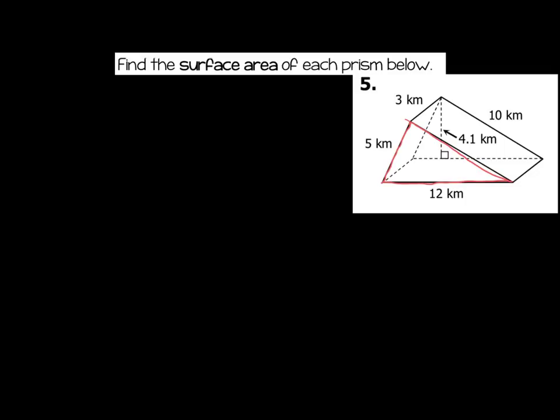Okay, so now we're going backwards to number 5. And what do I see? A triangular prism. Why triangular prism? Because it has a base that's a triangle. And there's one back here and one right here. They're parallel. So we have this triangle.